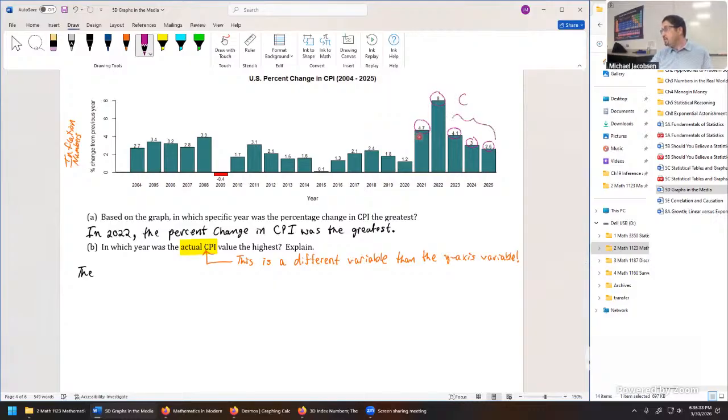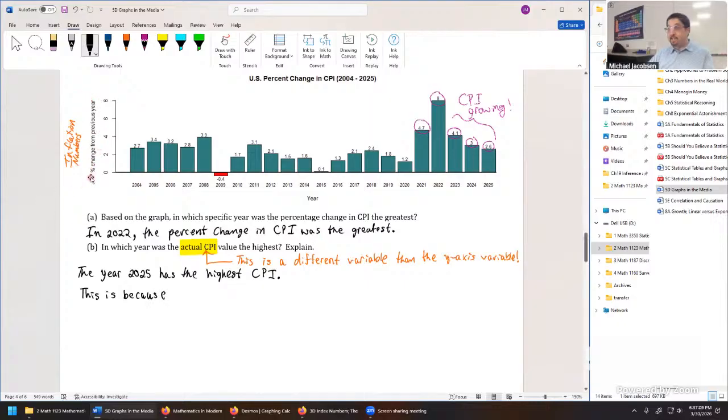All of these are showing CPI growing on every single one of those years. So we can say altogether, the year 2025 has the highest CPI. So that's the answer, but let's be really careful with the explanation. This is because let's focus on this axis unit right here. The percent change from the previous year. That deserves a color at this point.